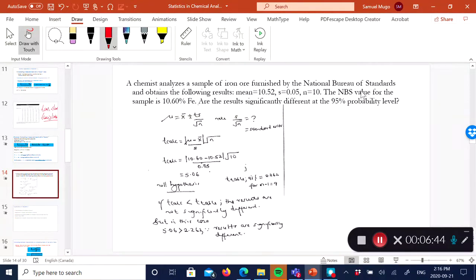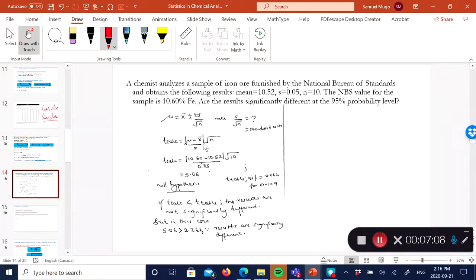Now, the NBS value, the value from the manufacturer, is 10.60. And so the question is, is your method valid? Are they giving you any different results from the true value? And so the question is, are the results significantly different at the 95% confidence interval? And so confirm the answer.